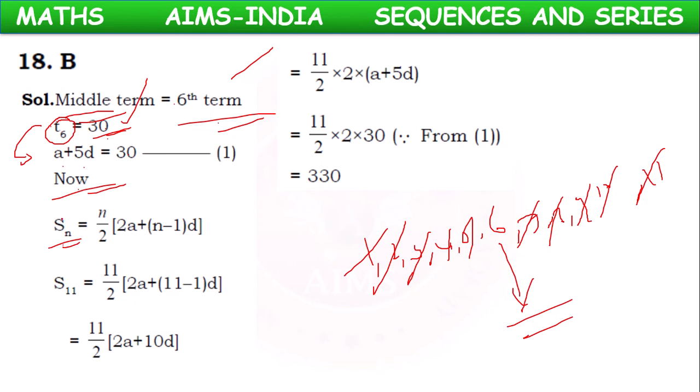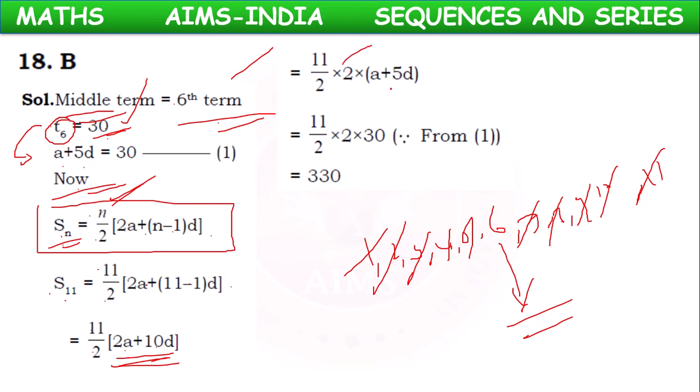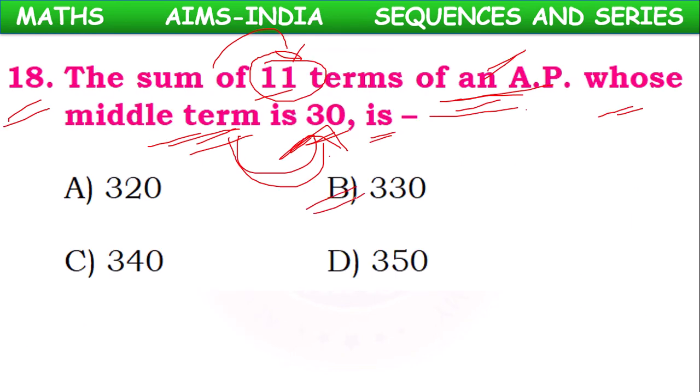For finding the sum of 11 terms, we have the formula Sn equal to n by 2 into 2a plus n minus 1 into d, where n is 11. S11 equal to 11 by 2 into 2a plus 11 minus 1 into d, or 11 by 2 into 2a plus 10d. In this 2a plus 10d, we can take 2 as common. So a plus 5d will remain, whose value is 30. In this place, we can substitute 30 here. 2 gets cancelled. 11 into 30, 330. So option B is right.